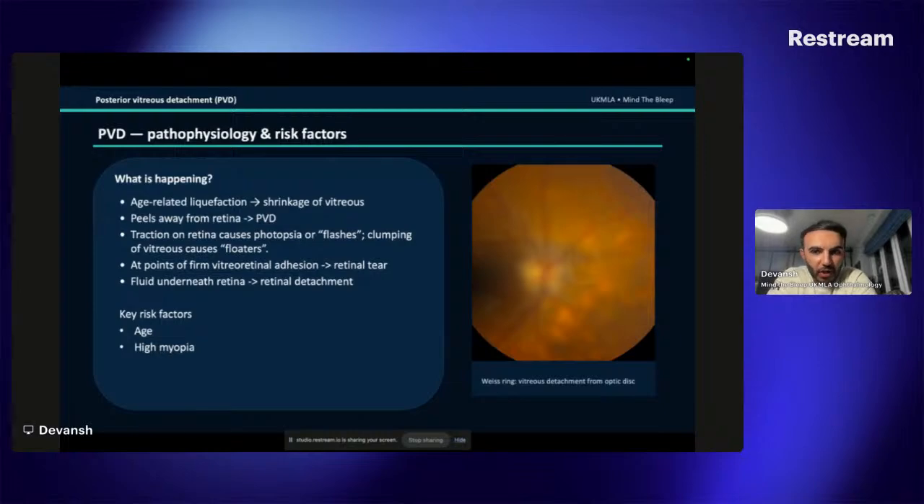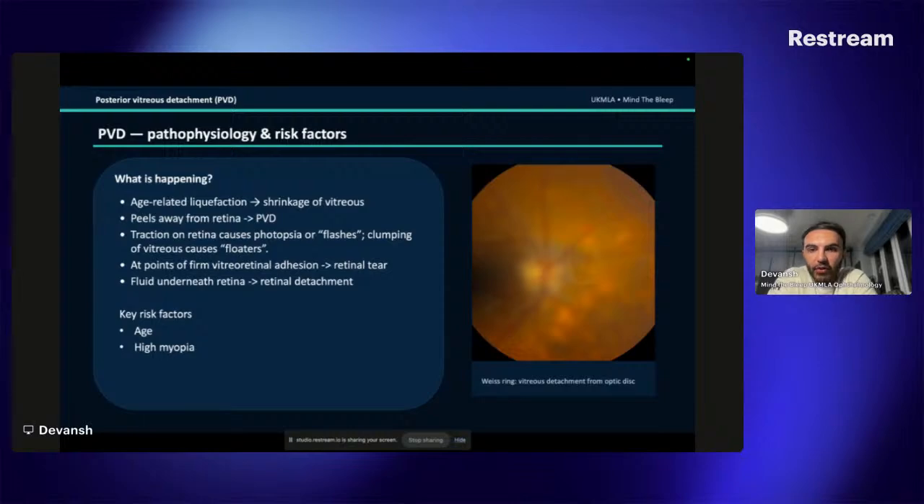So what age does over a period of time is makes the vitreous thinner, and this leads to a shrinking of the vitreous, which is the gel towards the back of the eye. As it starts to shrink, it starts to peel away from the retina itself, and this is called posterior vitreous detachment. So that traction that you get on the retina from the vitreous shrinking and pulling on it and tugging on it causes the photopsia or the flashes that we're describing, and clumping of this vitreous as it shrinks is what results in the floaters.